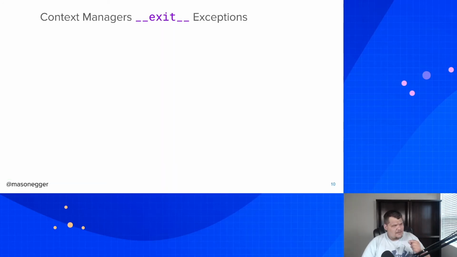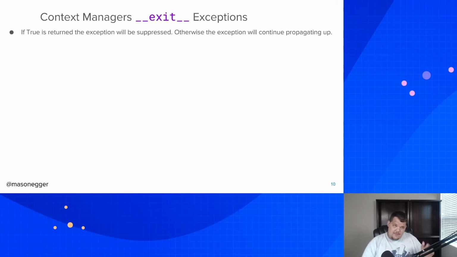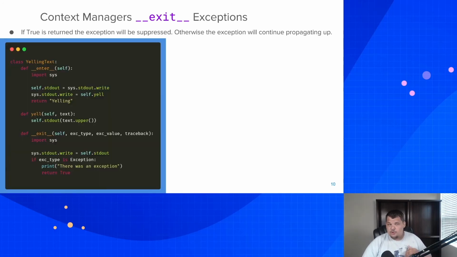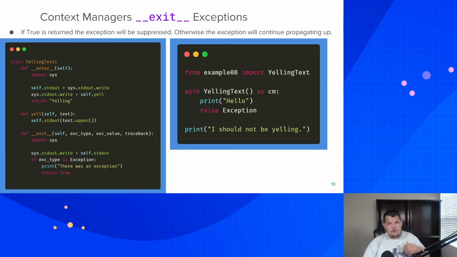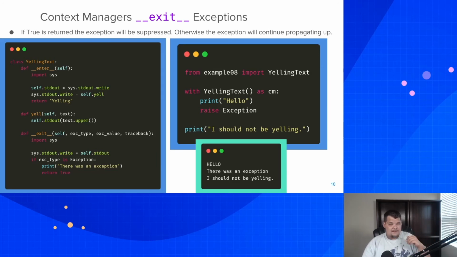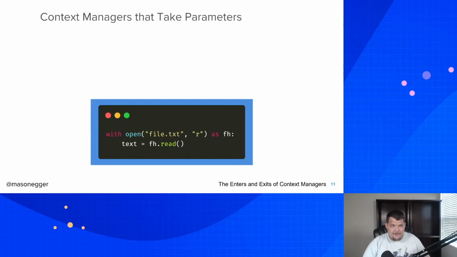Now let's focus on one statement that was in a previous slide that I do want to go over and touch just a little bit more. If true is returned from the dunder exit method, the exception will be suppressed. Otherwise, this exception will continue to propagate up. This means that you can do whatever you want with these exceptions. So what we're going to do here is we're going to say if the exec type is an exception, then we're going to print there was an exception, and then we're just going to ignore it and keep going. You probably wouldn't do this in real life, but this is just to prove that we did in fact see an exception. So we're going to go ahead and import our context manager again, and we're just going to raise an exception. And then we'll see hello, and then it says there was an exception, but then as we can see, it said I should not be yelling, and it continued on just fine.